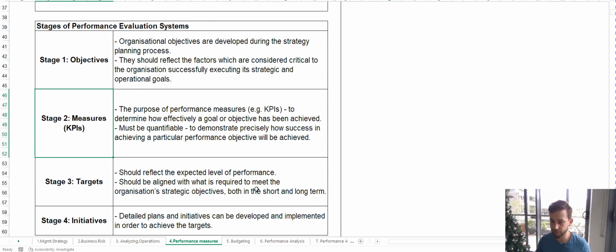These are key performance indicators. The purpose of key performance measures is to determine how effectively a goal or objective has been achieved, and it must be quantifiable. There must be data, and you need to be able to precisely measure how success has been achieved. For example, with the objectives, we said before we want staff to have a high level of billable hours. Well, PwC is going to pull out your timesheet and say, okay, the average billable hour percentage per week is 80%.